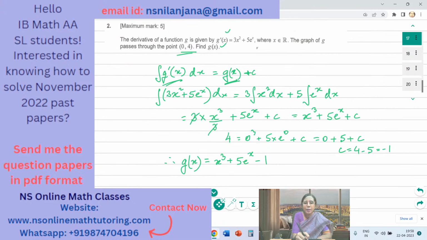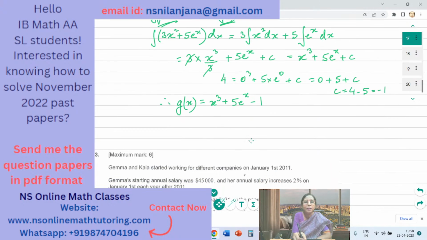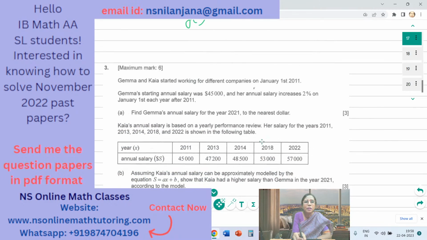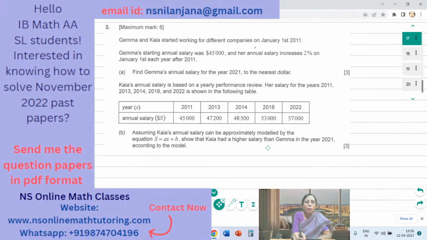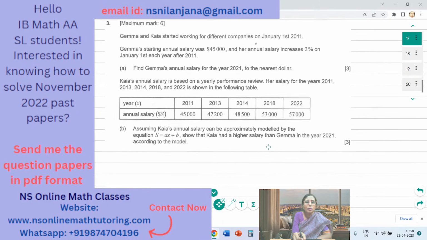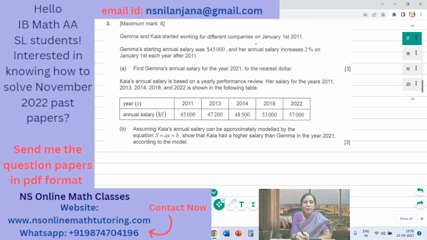It doesn't contain any subpart. It has asked us to give g of x. We have given g of x. We have completed question number 2. We come to question number 3. It contains 6 marks.